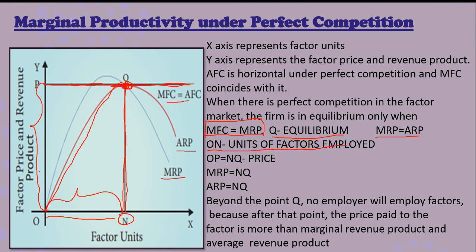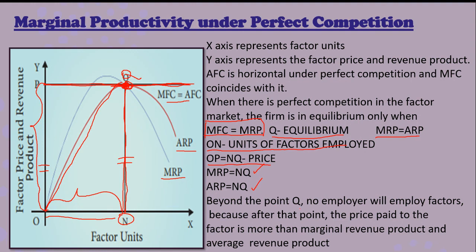So OP, இந்த இடத்துல OP இருக்கா? இதுதானே OP. OPக்கு parallel இந்த சைடு என்ன இருக்குது? NQ. அததான் இங்க எழுதியிருக்கோம். OP is equal to NQ is equal to price. So what is your MRP? MRP எங்க இருக்குது? This is MRP. So your MRP is NQ. What is your ARP? ARP also touches the same place at Q. So ARP is equal to NQ.